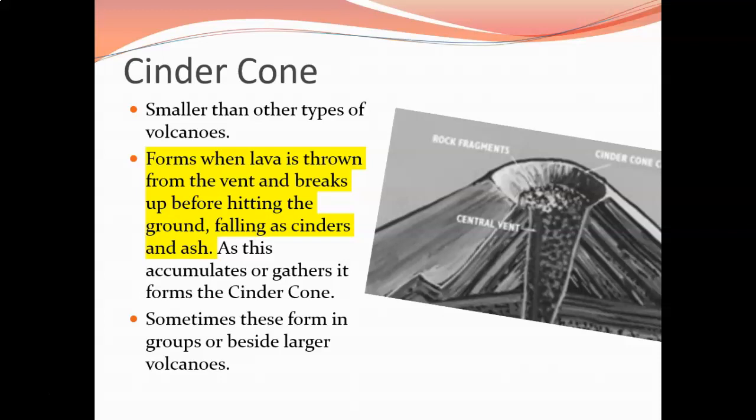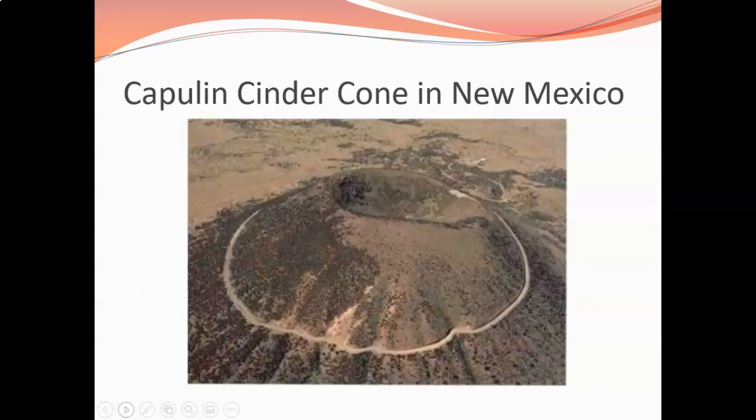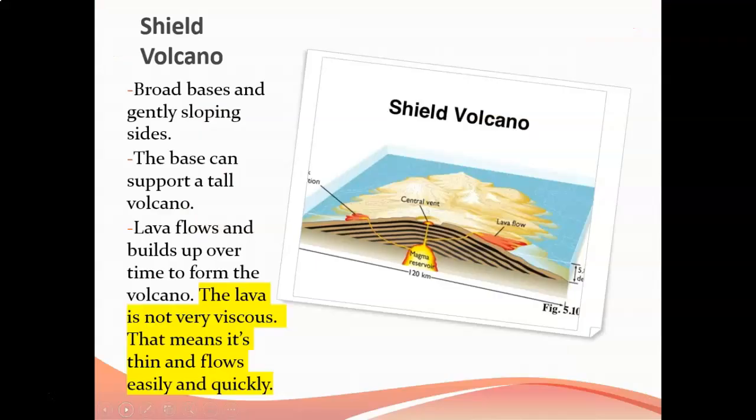Now we're not really going to see any of that specifically in the lab today, but you can always look to see if you see a reaction where things are thrown directly up. That would be perhaps more of a cinder cone type of eruption. You may or may not see that. All right, let's go to our next slide. This is just a picture of a cinder cone found in New Mexico, looking down on it from above.